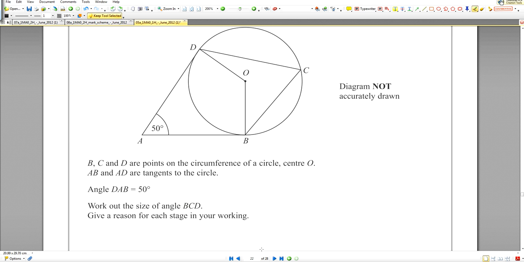Okay, here's our question. B, C, and D. Diagram not accurately drawn. Can somebody tell me what is the significance of this phrase? Diagram not accurately drawn. What do they mean by that? They want you not to measure, not to start measuring with your protractor, for example.